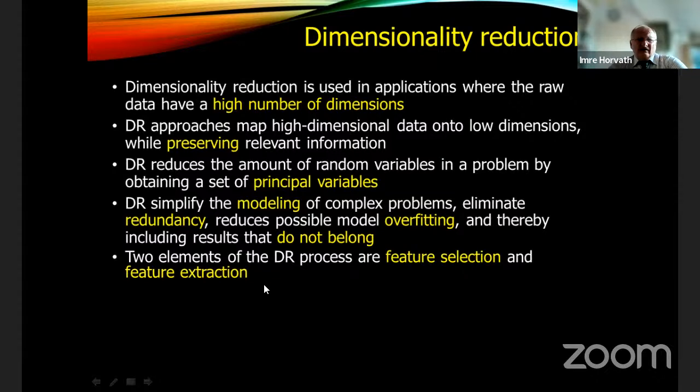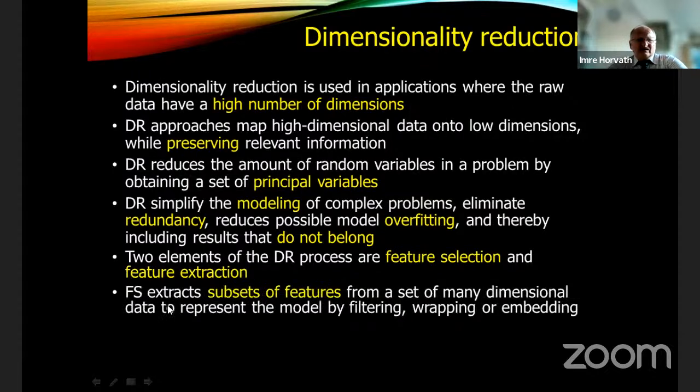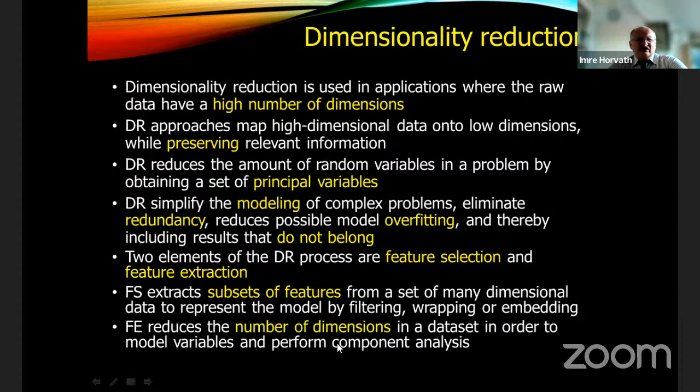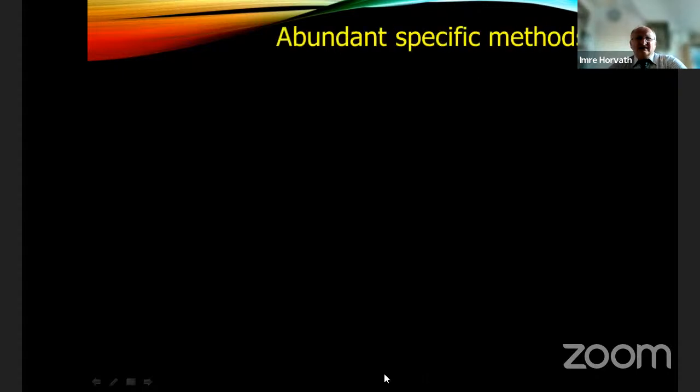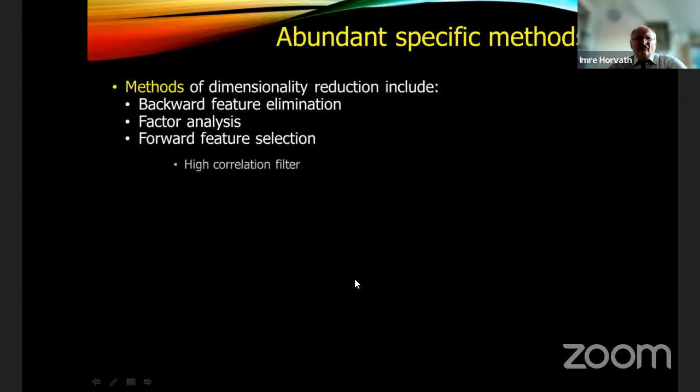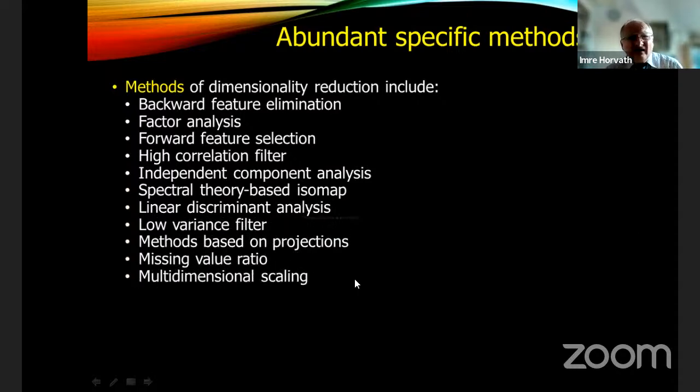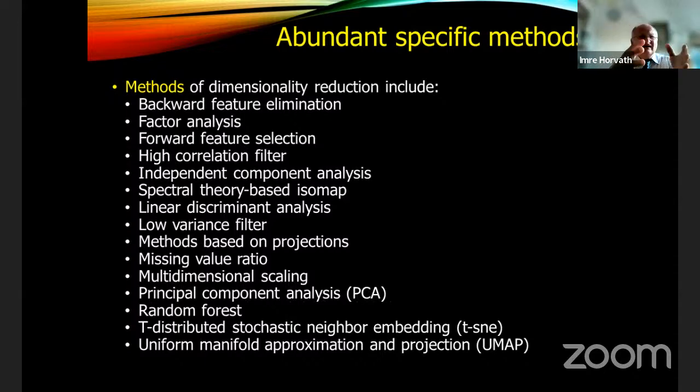Two elements of the dimensionality reduction focus are feature selection and feature extraction. Feature selection identifies subsets of features from a set of many dimensional data to represent the model by filtering, wrapping, and or embedding. And feature extraction reduces the number of dimensions in a data set in order to model variables and perform component analysis. There are plenty of methods for doing it. So actually, without going into the technical details, you see here a common list of dimensionality reduction techniques.